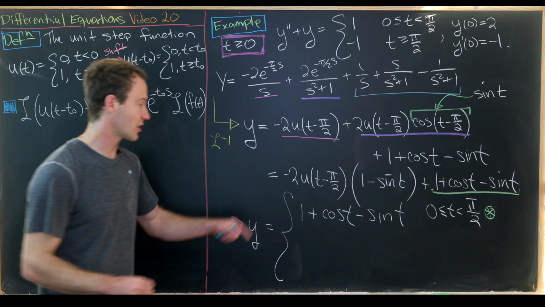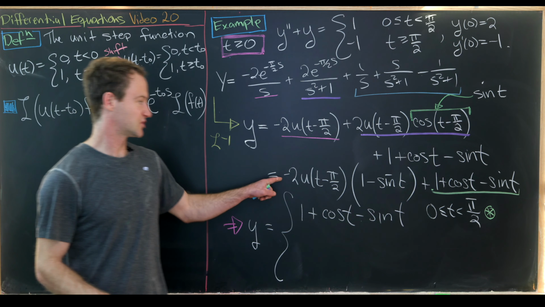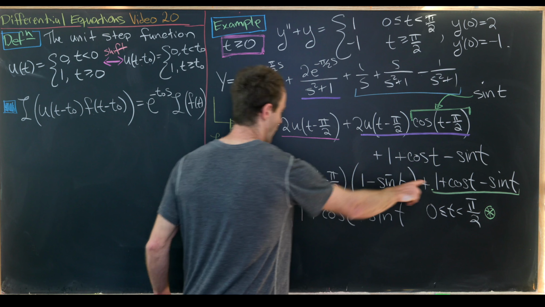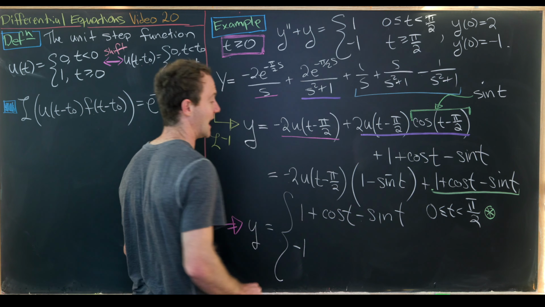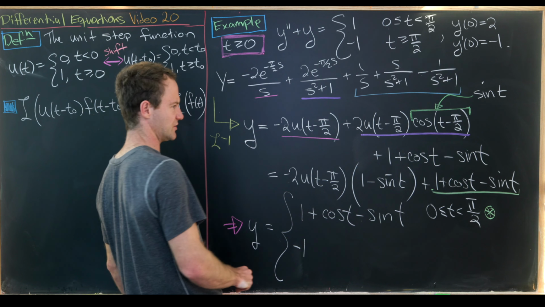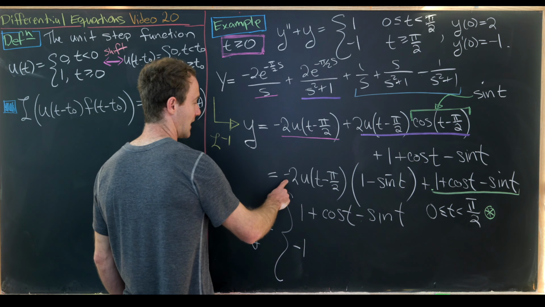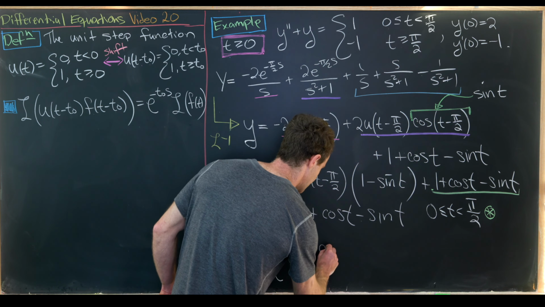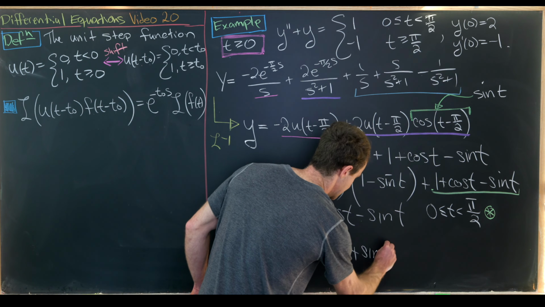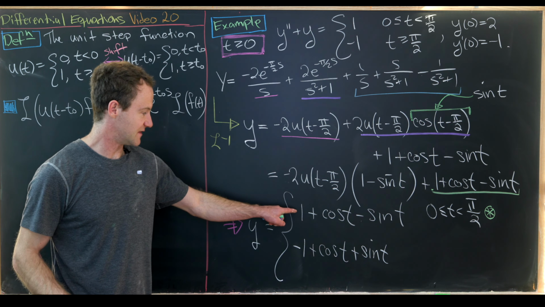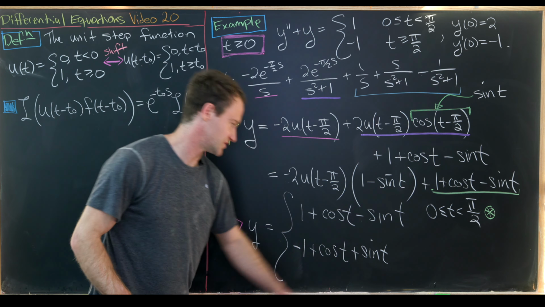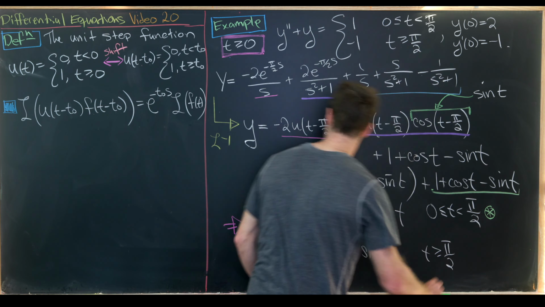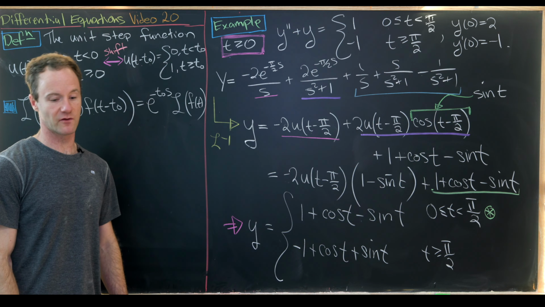And then when you turn on the unit step function, you'll subtract 2 times this stuff from every term. So you'll have 1 minus 2 times 1. That'll give me minus 1. Then next you'll have negative sine t minus 2 times negative sine t, so that's plus 2 sine t. So that'll give me plus cosine t plus sine t. So the effect had this term change sign and this term change sign. And this is going to be for t bigger than or equal to pi over 2. And this would be maybe a standard way of writing down the solution.